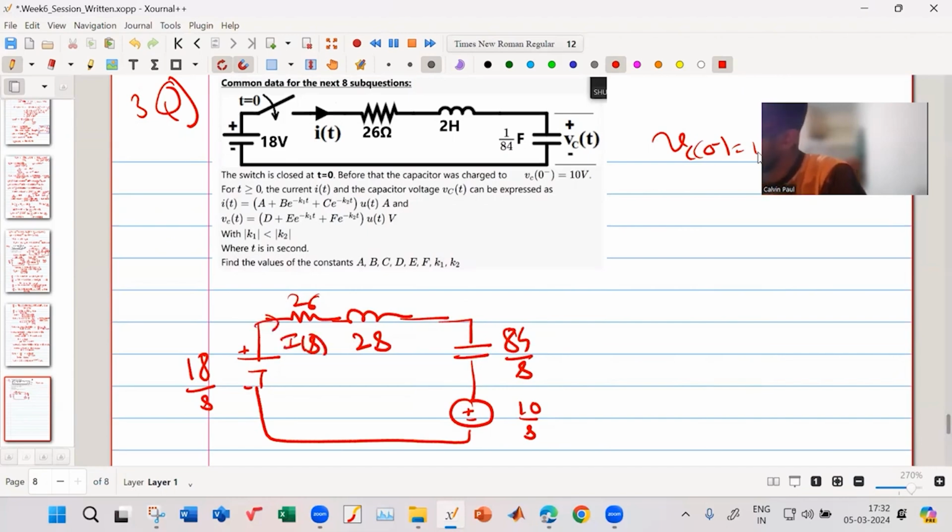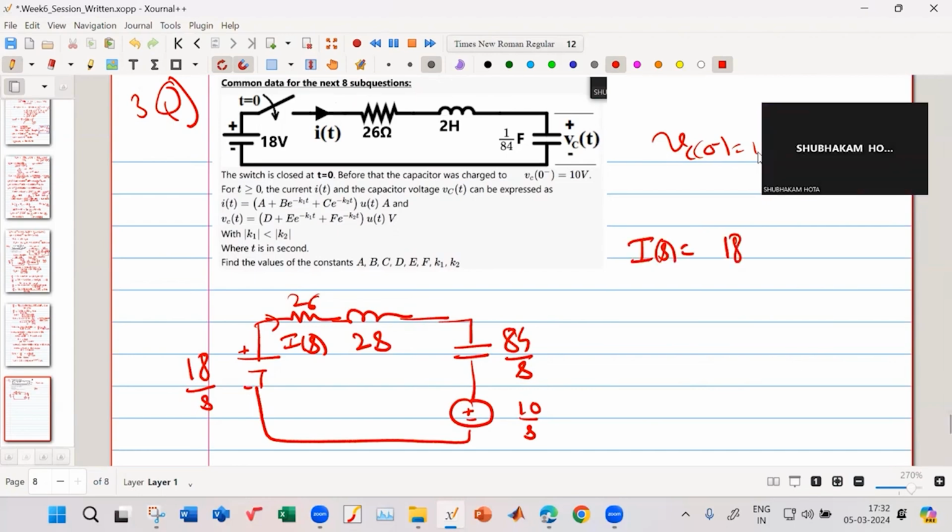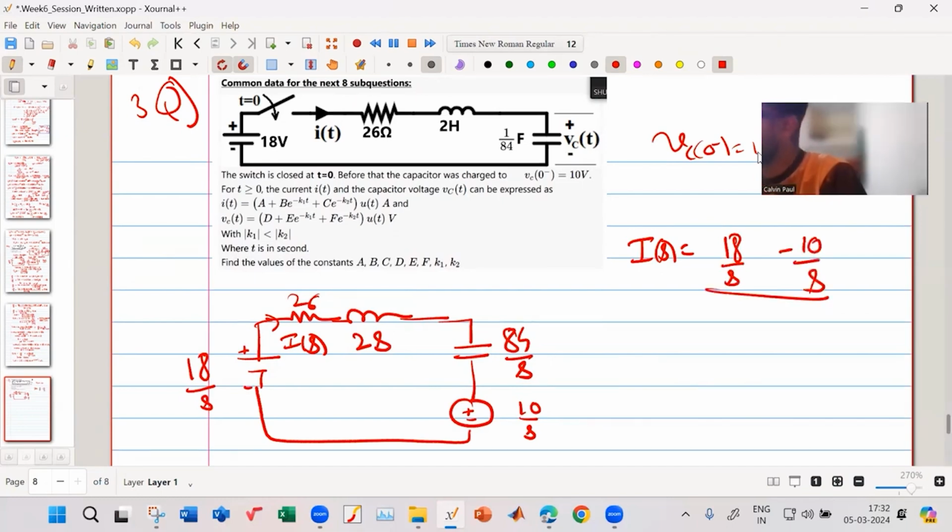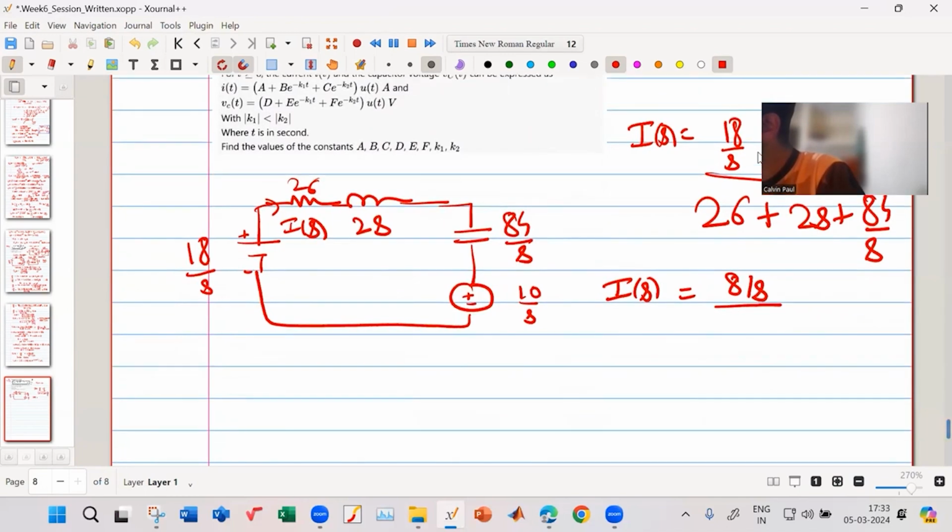Okay. So now, how will we solve? We get I of S equal to this voltage minus this voltage, that is 18 upon S minus 10 upon S, divided by the total impedance, that is 26 is the resistance plus 2S plus 84 upon S. So I of S comes out to be 8 upon S divided by 26 plus 2S plus 84 by S.